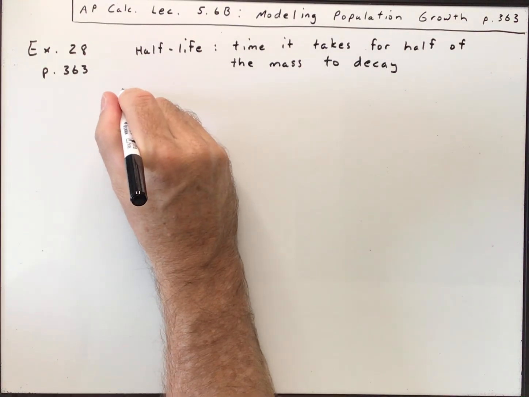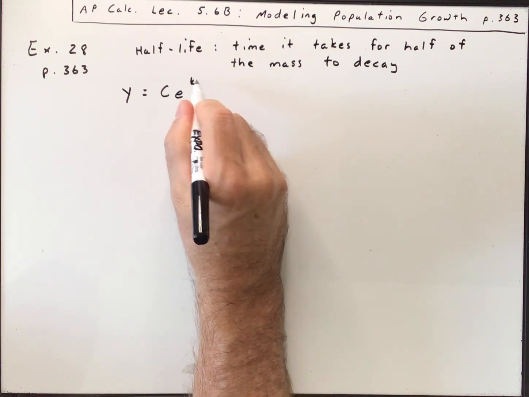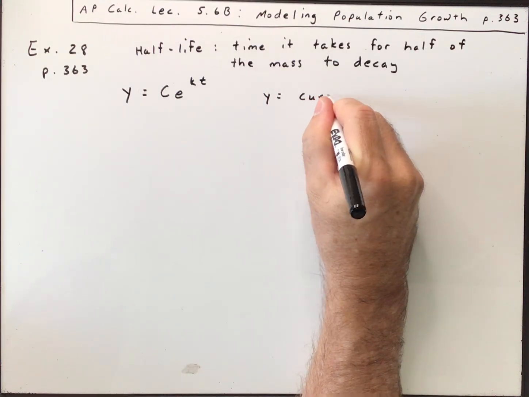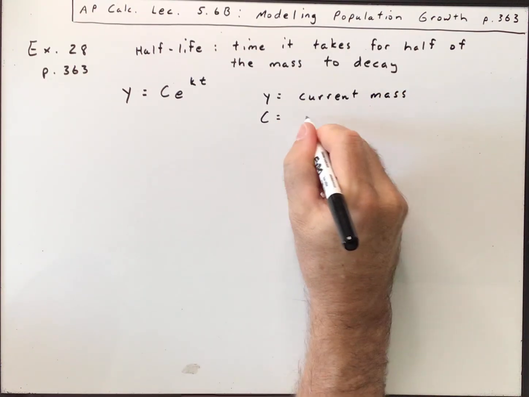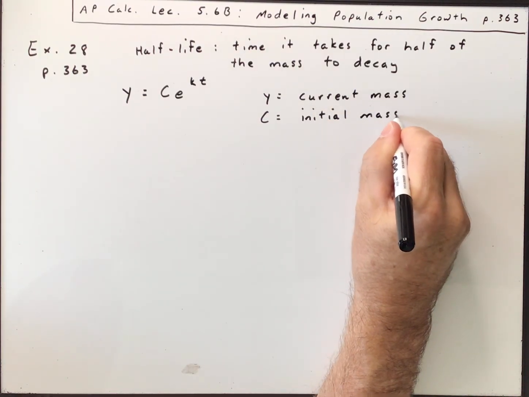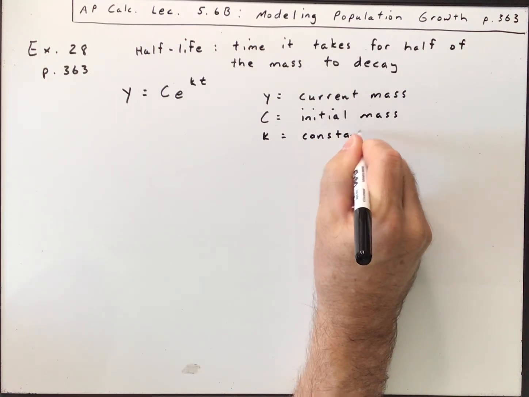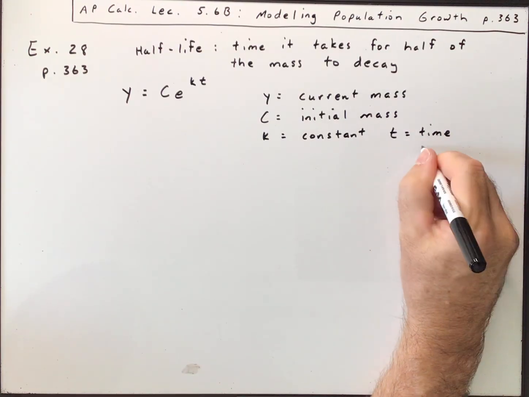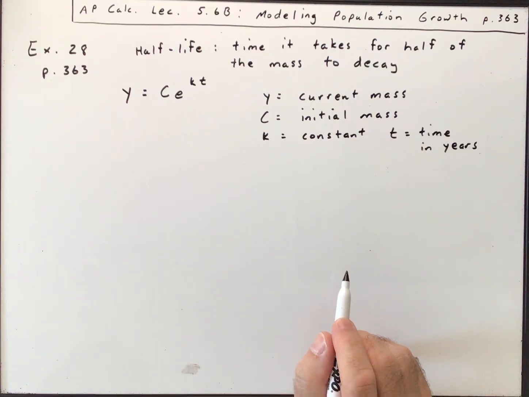So our model will be something like this. Y is equal to C E to the KT, where Y is equal to the current mass, C is equal to the initial mass, K is of course a constant that we might have to figure out, and then T is time, usually in years, but it could be just minutes or seconds, depends on the situation.